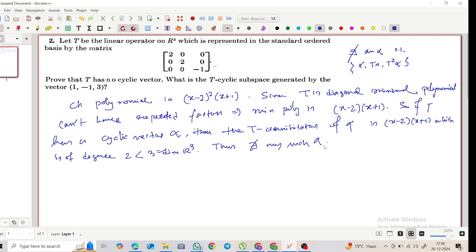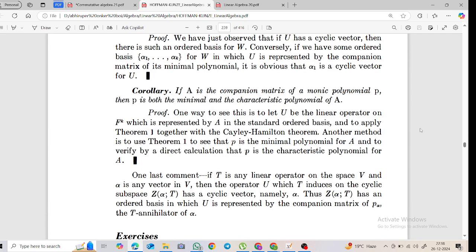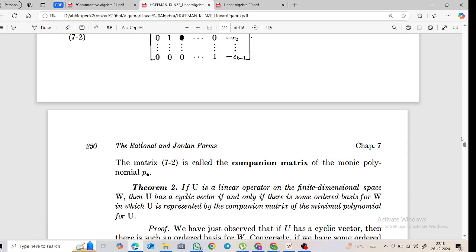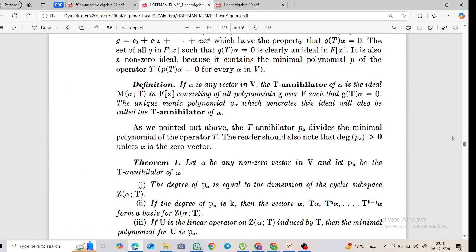Okay, because if you remember, we have shown that the degree of the T annihilator has to be equal to the dimension of the subspace, right? The degree of P alpha is equal to the dimension of the cyclic subspace Z(alpha; T), and if T has a cyclic vector, then this is V. So the degree of P alpha has to be the dimension of V, and we have shown that this P alpha turns out to be the minimal polynomial of T.